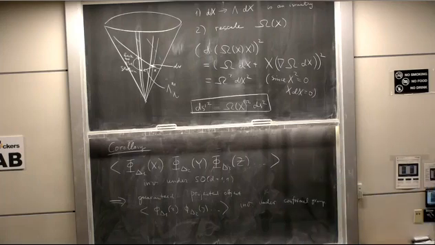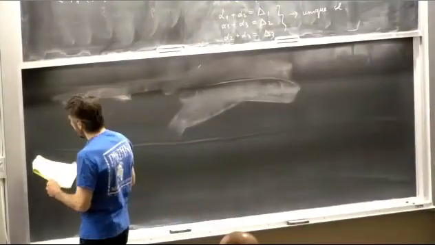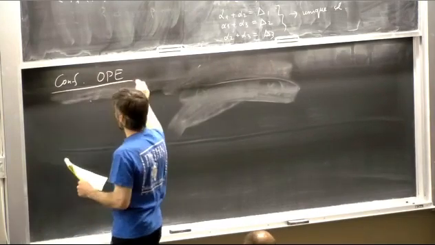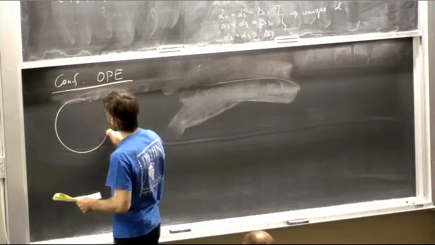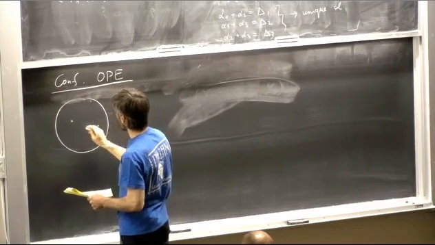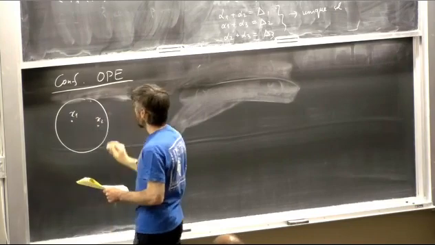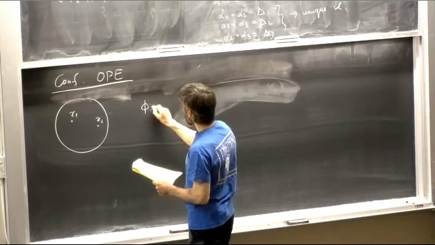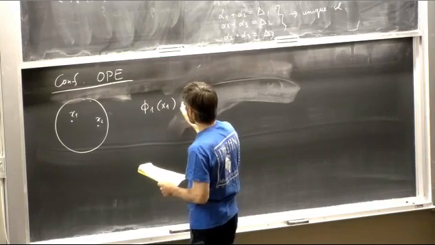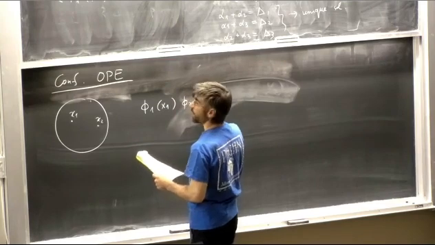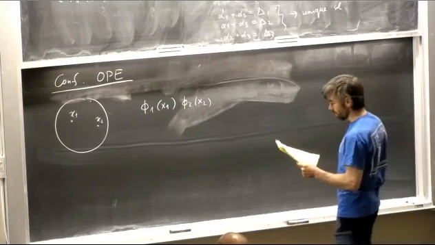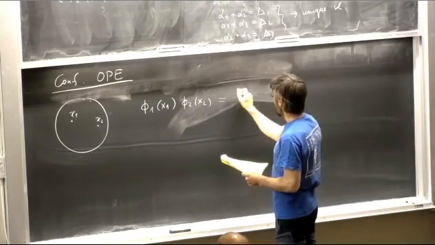So let's talk about the conformal OPE. We already talked about the OPE, and as I said, you put any two operators inside the sphere, and then you take the product, phi1 of x1, phi2 of x2. Now I'm forgetting about the embedding space for a while. I'm just writing things in the physical space. And then the conformal OPE is going to take a form.